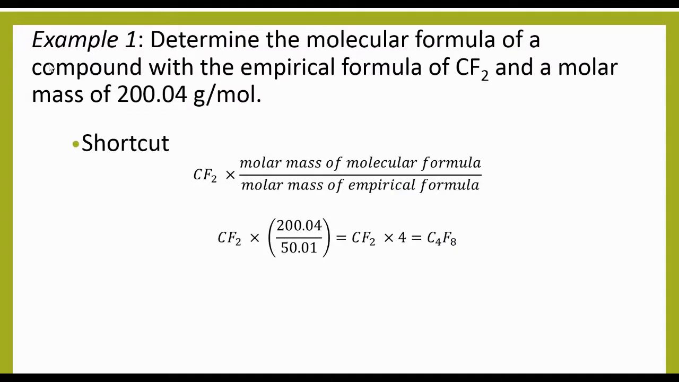Now, you know I am all about the shortcuts. I like to make life easier when possible. So instead of setting up those tables, there's a faster way to figure this out. In order to find the molecular formula, we're going to take the molar mass of the molecular formula, which is 200, that was given to us, and we're going to divide it by the molar mass of the empirical formula, which is about 50. If we divide those, we get a value of 4, and then I can just multiply CF2 by 4 to get my molecular formula. So a little bit faster than having to set up those tables and work through it step by step.